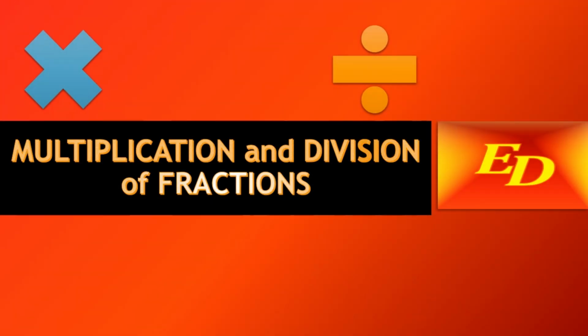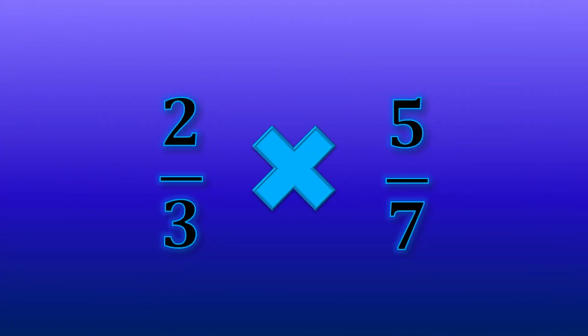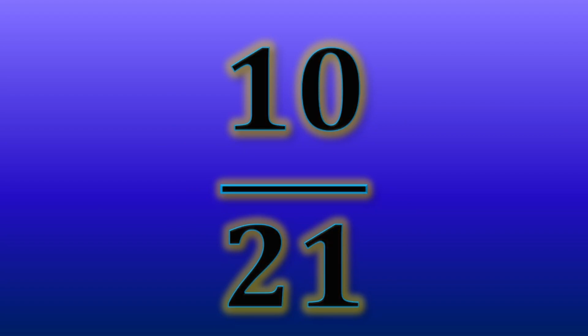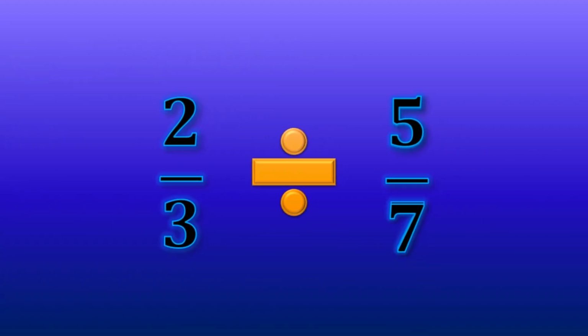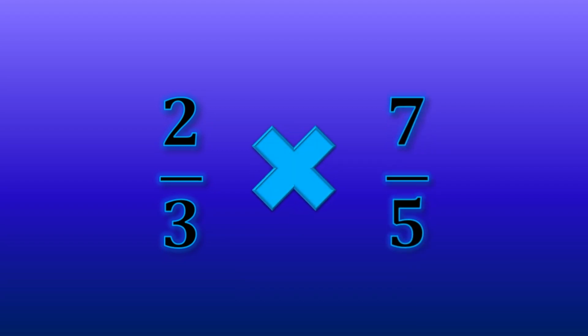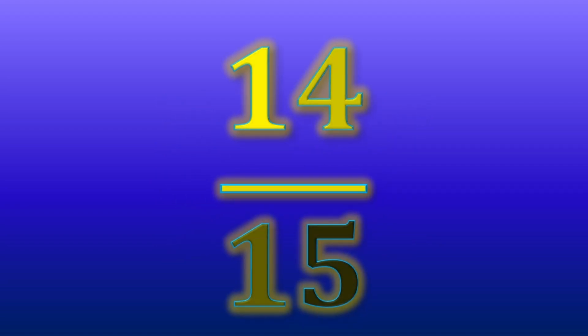Multiplication and division of fractions. When multiplying two or more fractions, their numerators and their denominators are multiplied directly and simplified to give you the final answer. On the other hand, when dividing a fraction by another fraction, their numerators and denominators can be cross-multiplied. 2 times 7 is 14, and 3 times 5 is 15. That is the final answer.